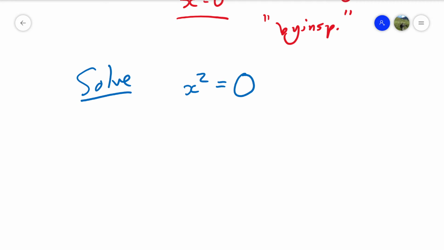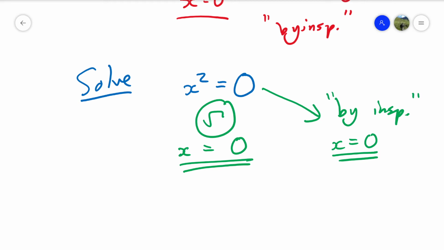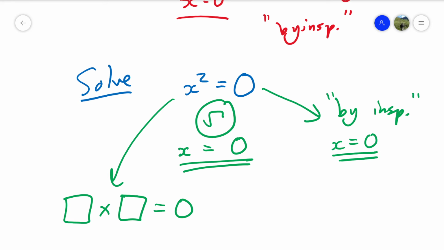Have a go in your own time. And my answer is I square root both sides and I end up with x equals 0. Now I realised that earlier I said I was okay with not dividing by 11. Okay, well you can also definitely just say, well, by inspection. Inspection is when you look at something. You could just say, well, by inspection, x is 0, obviously. Or you might say, well, x squared means something times something is 0. Oh, well, that something has to be 0.